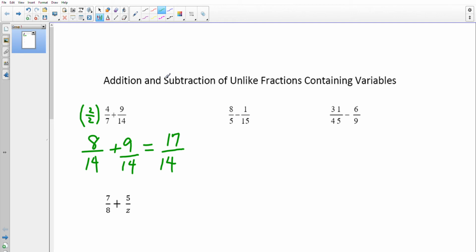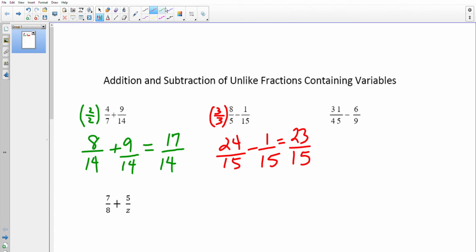These have to match. So if I multiply the first fraction, 8/5, by 3/3, I will then have 24/15, and I can subtract 1/15. So 24 minus 1 is 23/15.